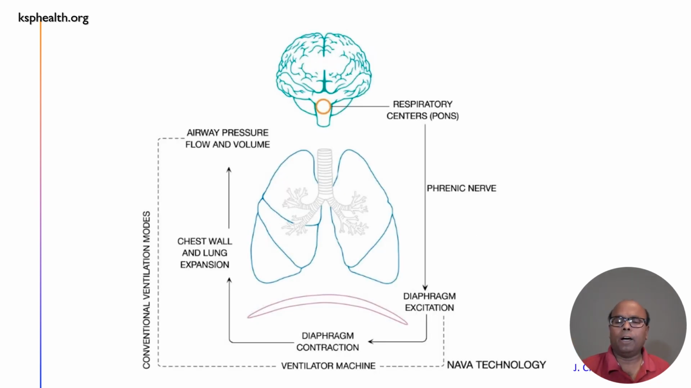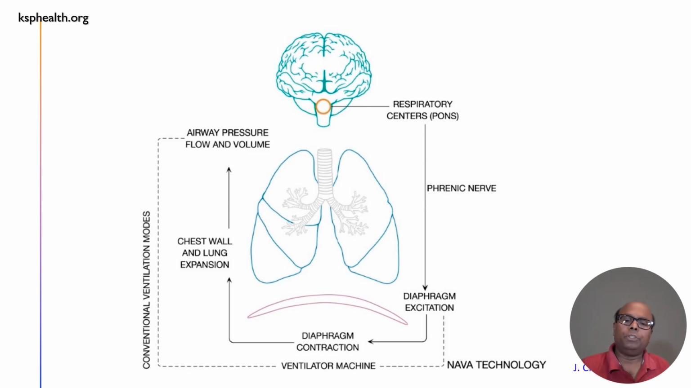This is a schema of how it works. Normally, the respiratory center initiates a breath. Then the phrenic nerve conveys it to the diaphragm. The diaphragm contracts, intrathoracic pressure falls, and atmospheric air goes in. That is called inspiration. When the diaphragm relaxes, the elastic recoil of the lung pushes the air out, which is called expiration.